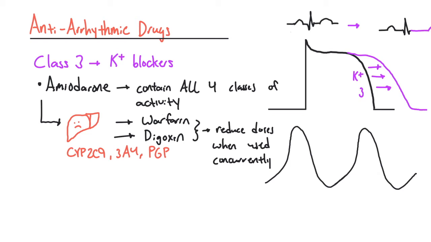As you'd imagine, due to its incredibly long half-life and its effects on many, many different ion channels in the heart, amiodarone does have an extensive side effect profile, and for that reason, it was generally considered as a last resort agent for a long period of time. One of the most significant and deadly side effects that can happen with amiodarone administration is pulmonary fibrosis.